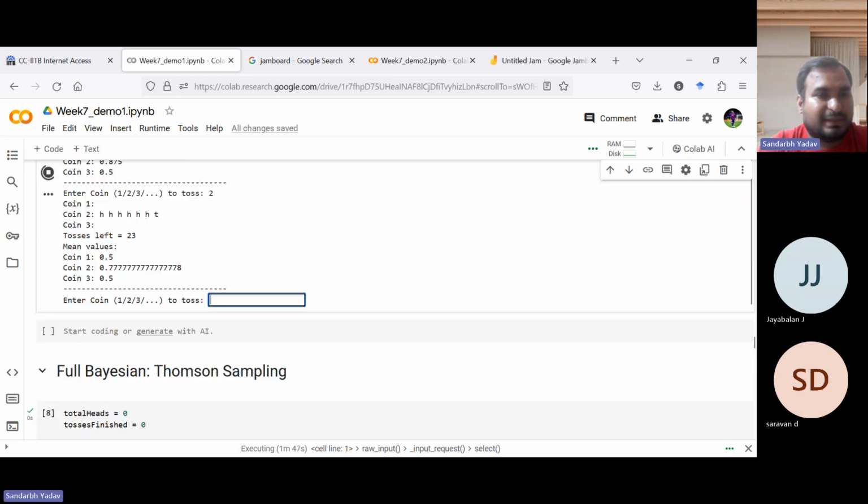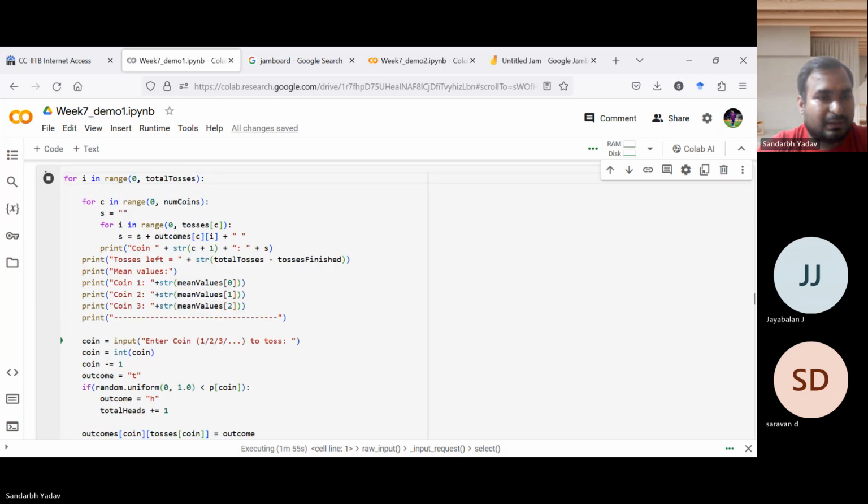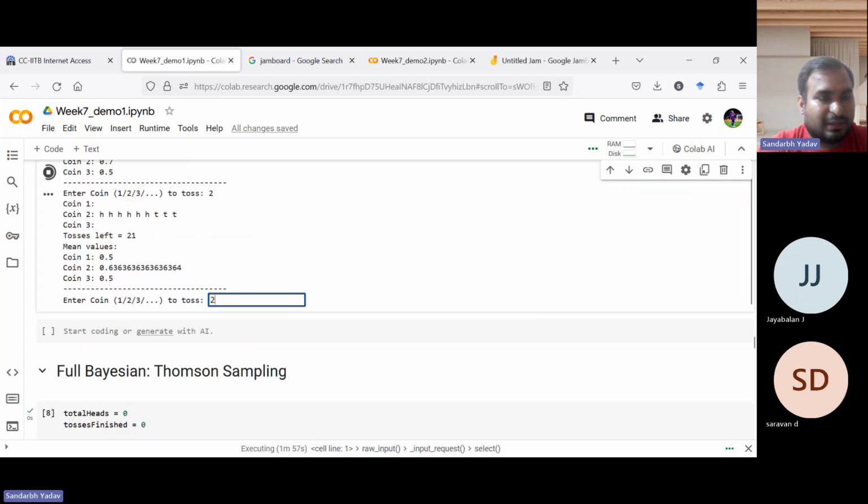Now it gives tail, but it's still the best coin, so we sample coin 2. Let's see. Now 2 tails. Now 3 tails. Now we are slightly worried about this coin. Now again head. So now you can see the importance of exploration. These two methods, MLE and MAP, don't implicitly do this exploration-exploitation thing, which Thompson sampling does. We will see this, but now maybe you want to explore coin 1 and coin 3 because you haven't sampled them. So let's do that.